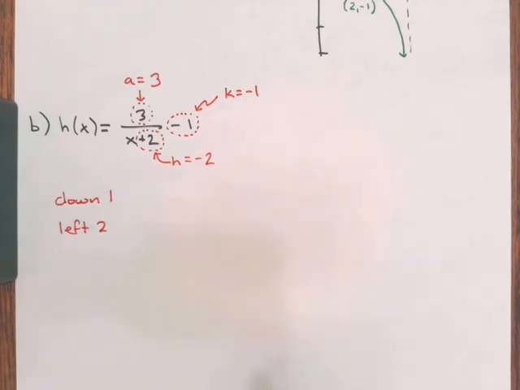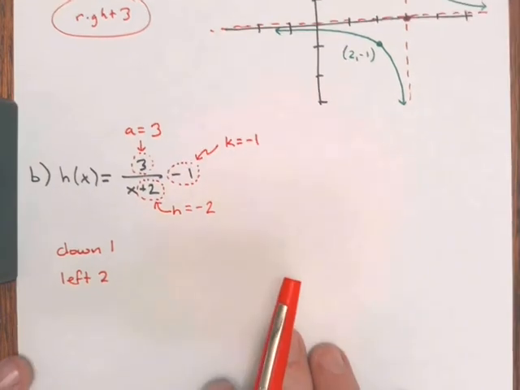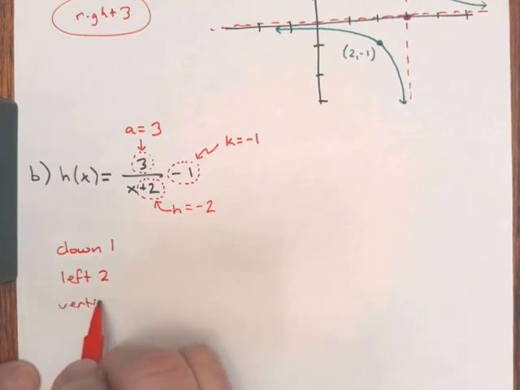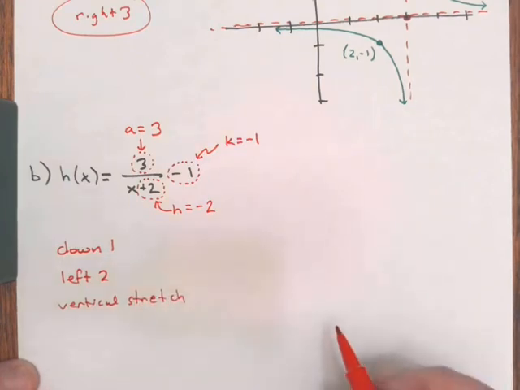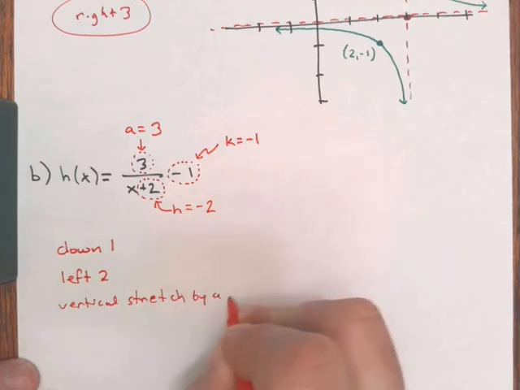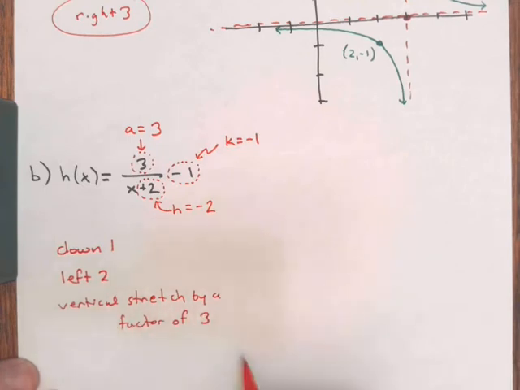But the parent function is y is equal to 1 over x. We have a 1 on the top. This one has a 3. So this graph is going to be 3 times as steep as our parent function. Our book would say that that is a vertical stretch. Specifically, it's a vertical stretch by a factor of 3. Which just means our graph is going to be 3 times as steep.